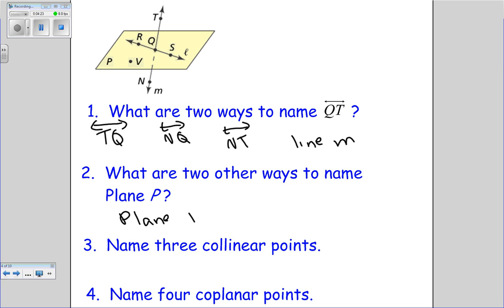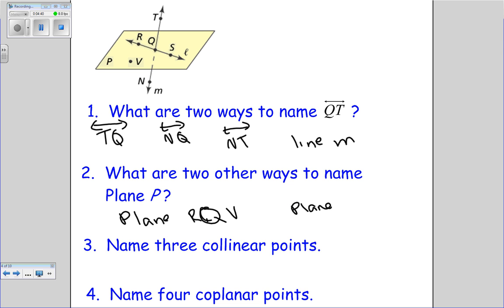There you go. Plane RQS. Does that work? Are those 3 points not on the same line? Nope, not a good name for that plane. All right, so how about RQV? All right, V works. Those 3 points do not make a line.